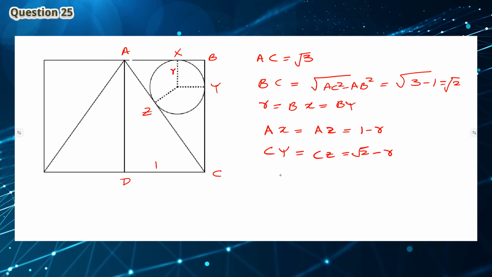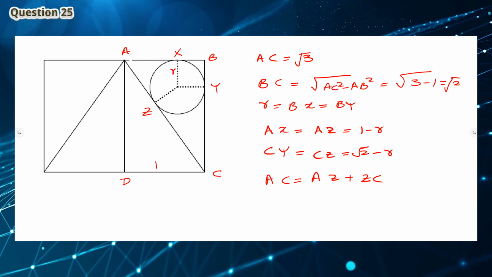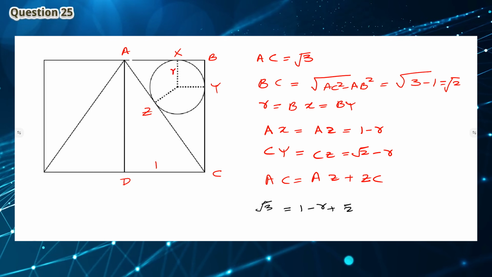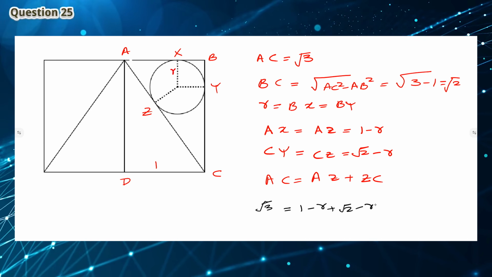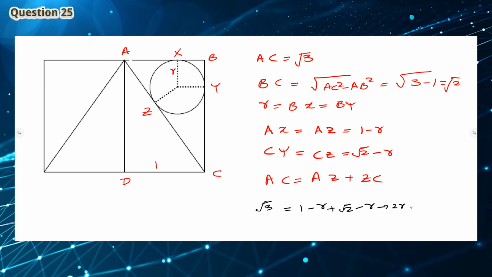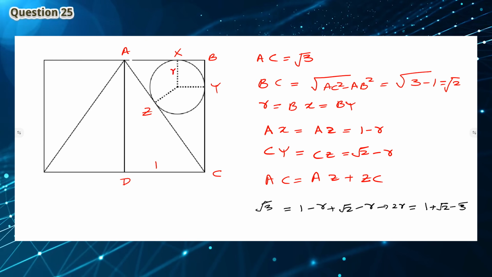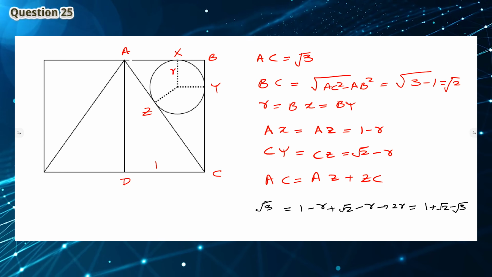Then AC is equal to AZ plus ZC, so that root 3 is equal to 1 minus R plus root 2 minus R, which gives a diameter, which is 2R, equal to 1 plus root 2 minus root 3. This means the answer is D.